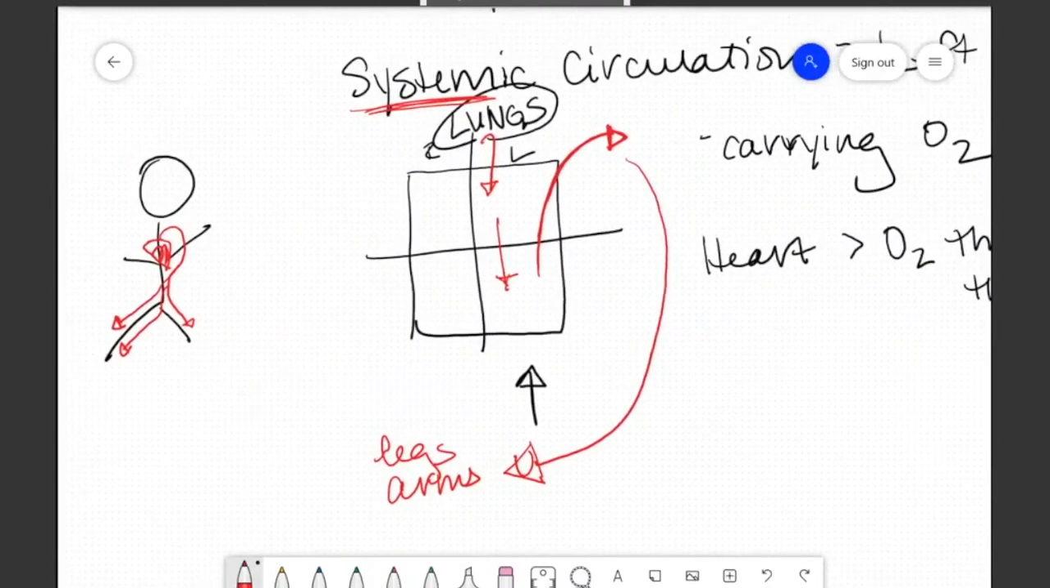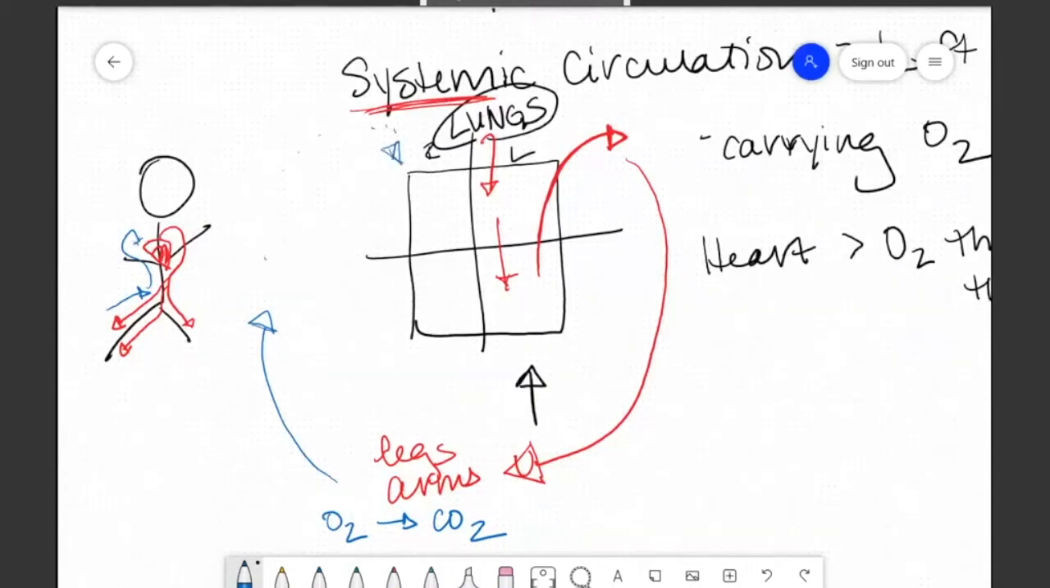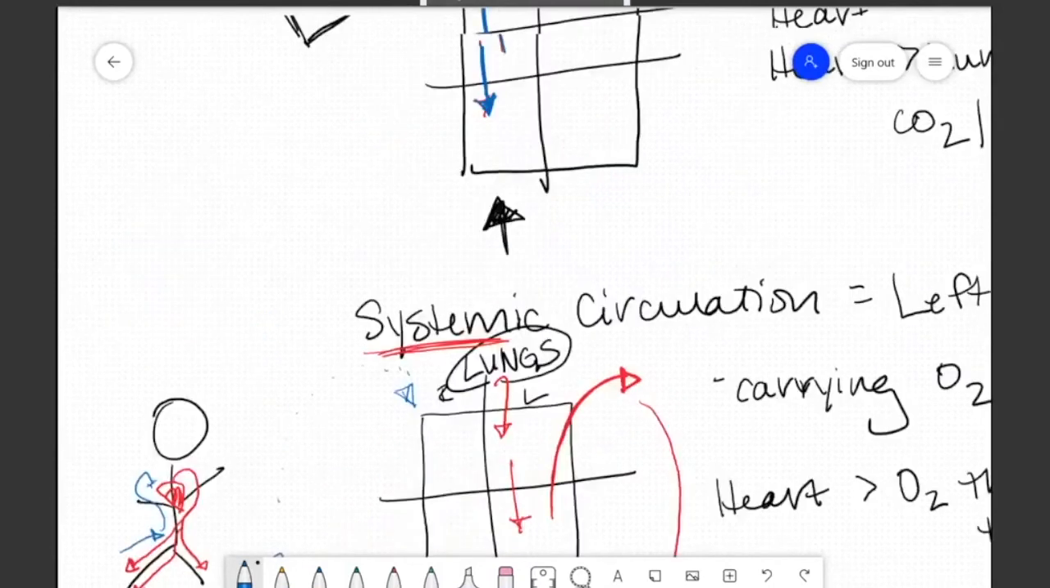After it goes to the body, and it goes through this entire process, you're going to convert your O2 to CO2. That is then going to convert into blood. And guess what that blood is going to do? That blood is going to travel back up the body, and eventually into the heart. And when that happens, that will be our pulmonary circulation.